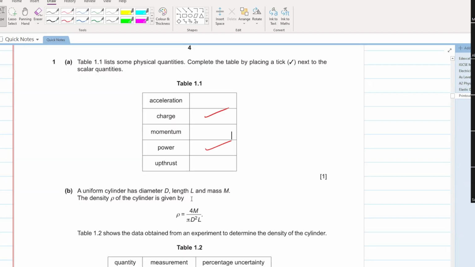बेटा कोई भी type की force हो, any type of force, either it be upthrust, weight, it will be a vector quantity. Always remember that.